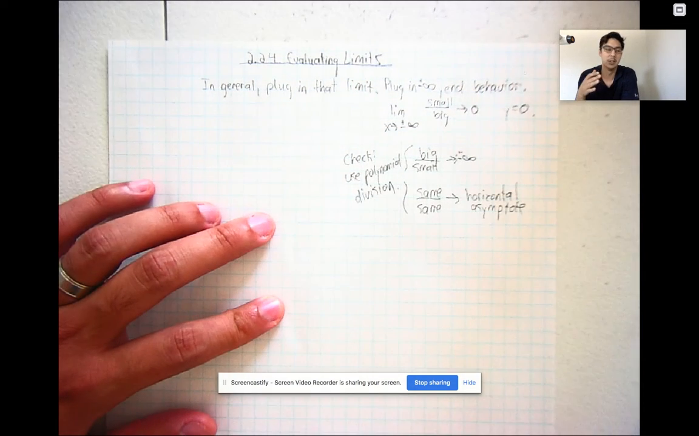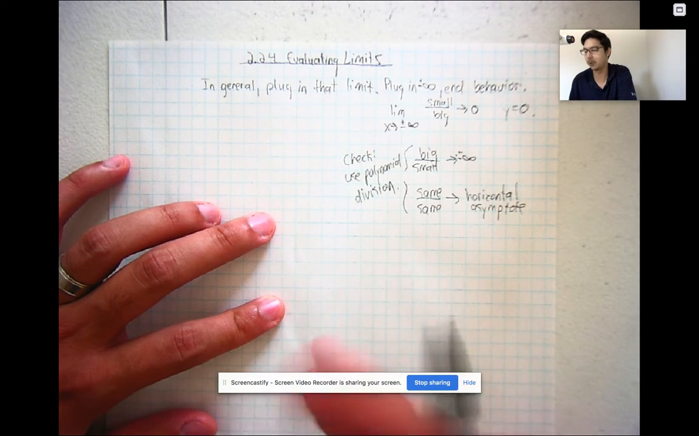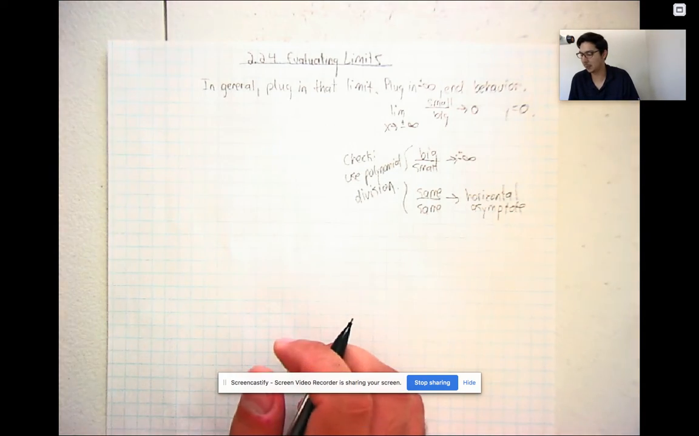You can approach along 2x plus 5. You can approach along negative 3x minus 1. There are different ways to approach positive and negative infinity. Right? So that's talking end behavior as x approaches infinity.